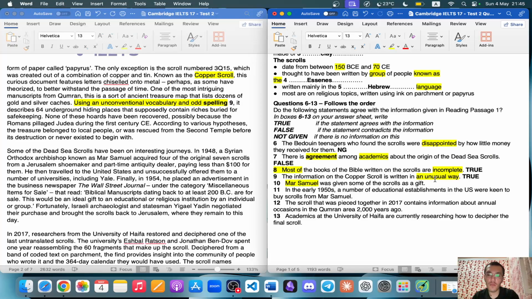So he was given some of the scroll as a gift. He didn't get it as a gift. He got it with money. He bought it. He paid money and he got it. So a number of educational establishments.